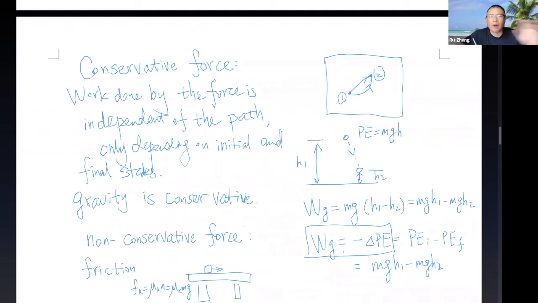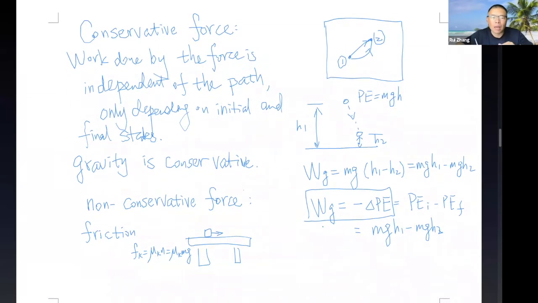So we don't have to worry about a specific direction of the force and specific direction of the displacement, the detail of the path. So basically, the advantage of defining a potential energy is to simplify the calculation of work done by conservative force. However, it is impossible to do the same thing for a non-conservative force like this.